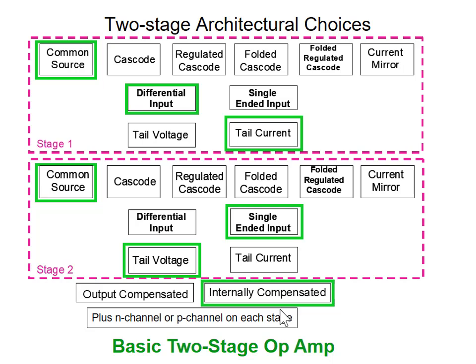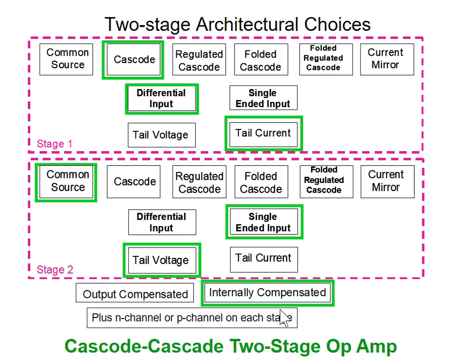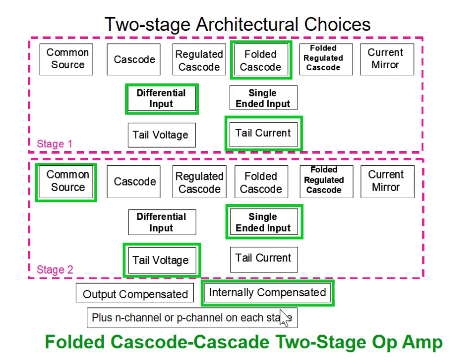So let's look at an example. Let's look at a common source, differential input, tail current, first stage, and a common source, single-ended output, tail voltage bias second stage, internally compensated. So I've just defined an op-amp. This is a cascade of two op-amps, a popular structure. Another choice might be this: folded cascode, differential input, tail current, and so forth.